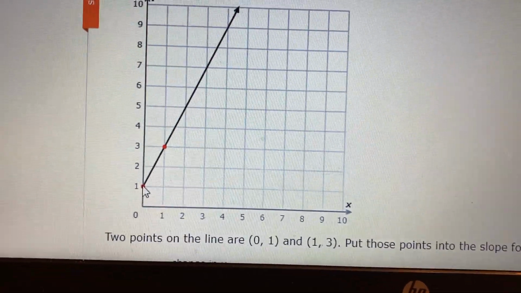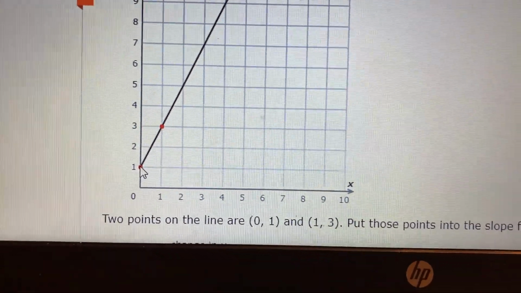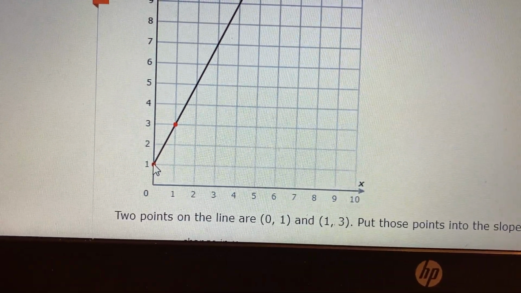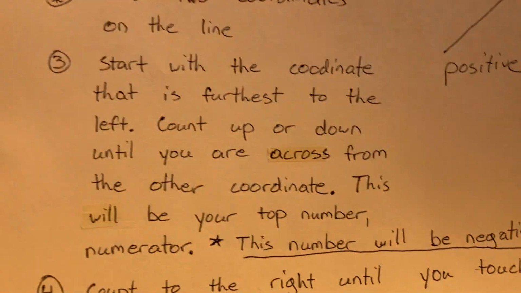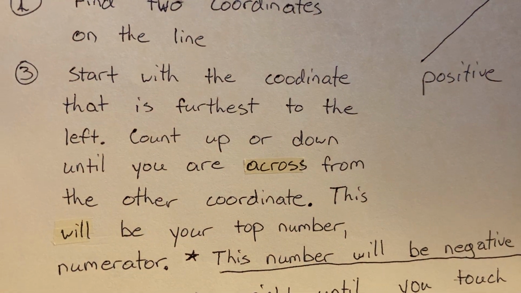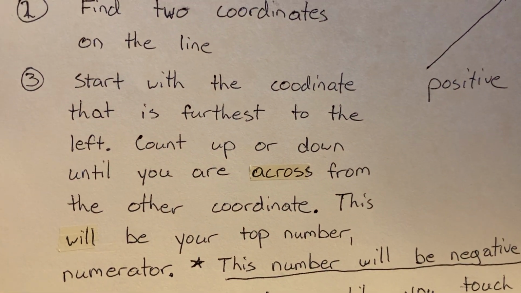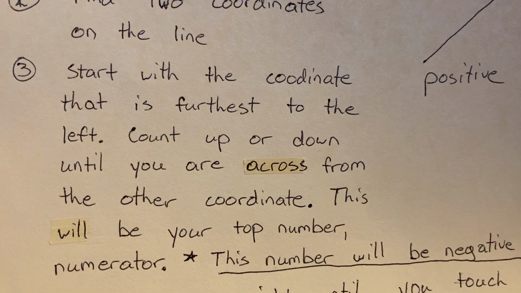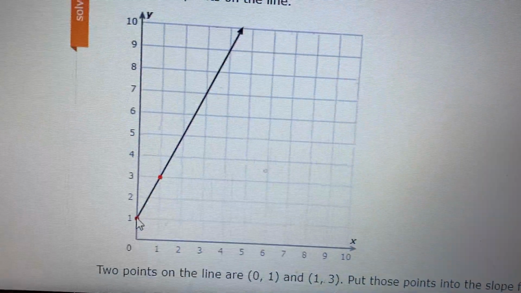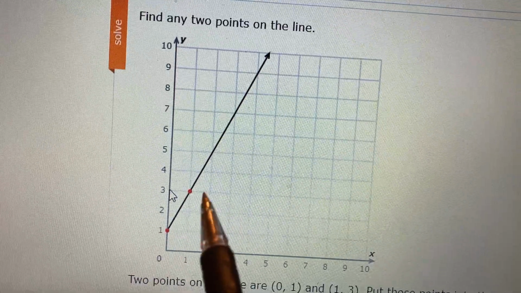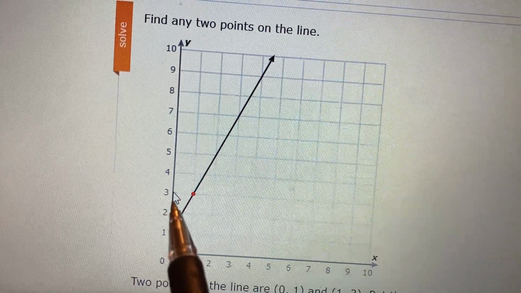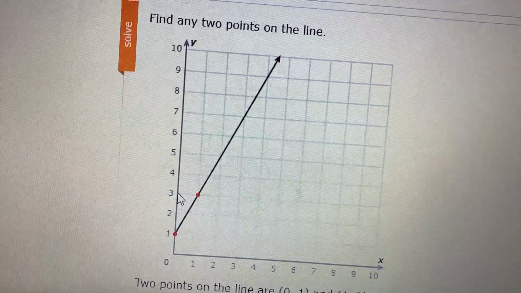Now what I do with those numbers is this, okay? So again, I'll refer back to them. So we're gonna start with the coordinate that is furthest to the left. We're gonna count up or down, so I went up until I was across from the other coordinate. So, as you can see, if I were to take this and go right to here, I'm directly across from each other, okay? So that was up 2, I'm directly across, okay?